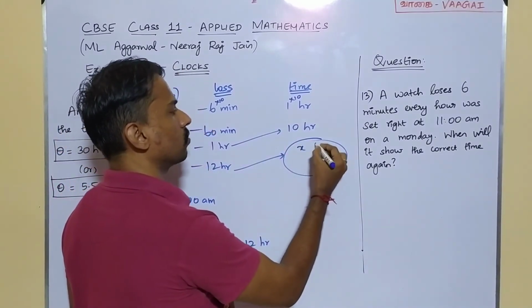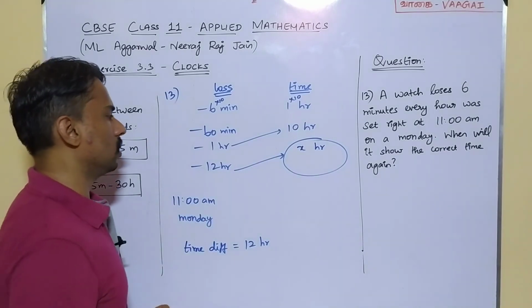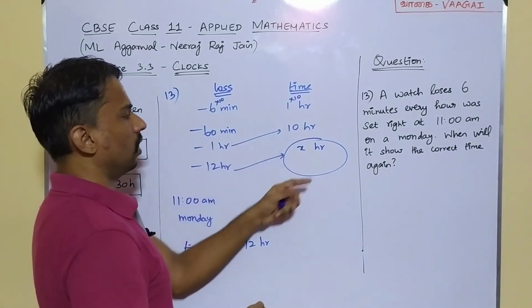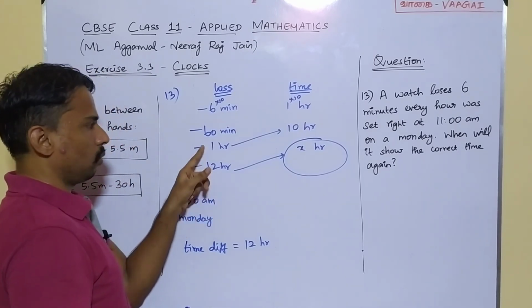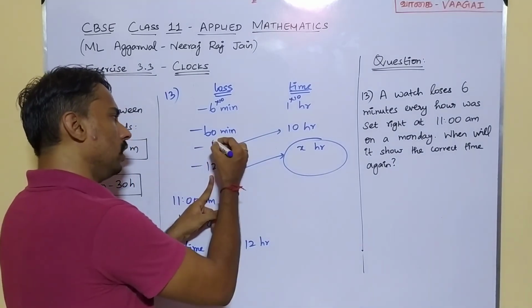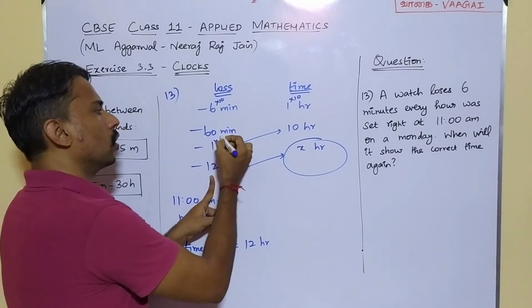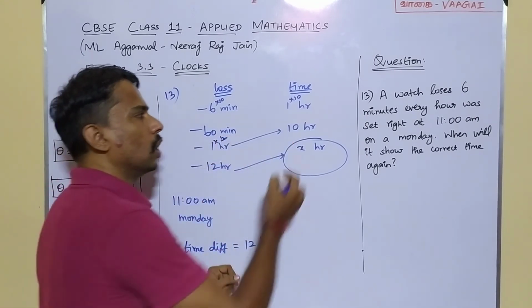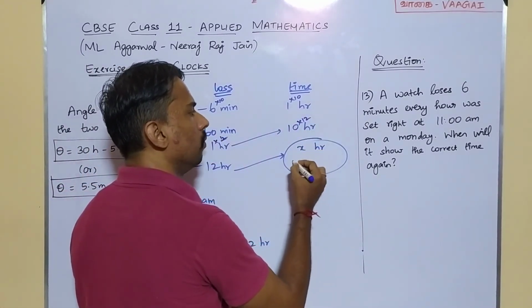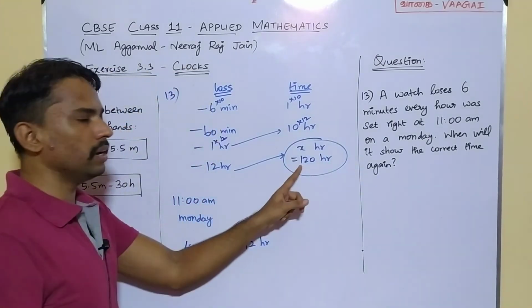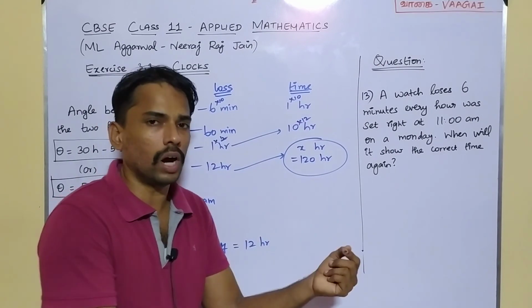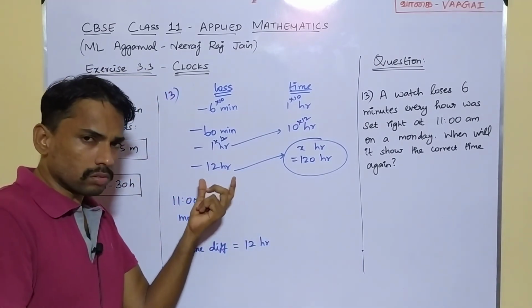So if I try to do it, I will take it to be x hours. I think it is easy for us to compare, right? Why? Because with this itself we can compare. 1 and 12 is here. So 1 into what number will give you 12? You will do 12. So do the same thing here. 10 into 12 will become 120 hours. So that means it will take 120 hours to lose 12 hours.